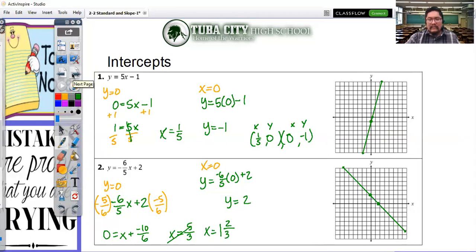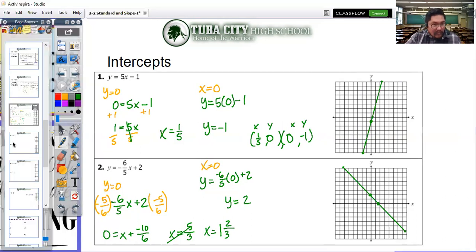Okay. So it looks like we have a few more of these, 1, 2, 3 more pages. But again, just take turns having x and y be equal to 0. That's all we need to do.